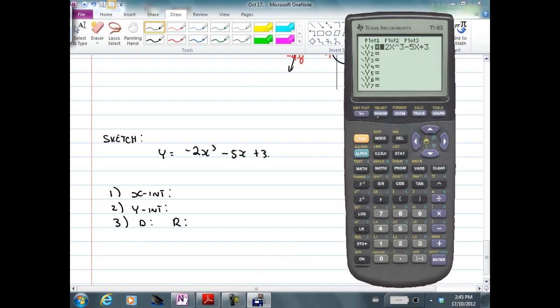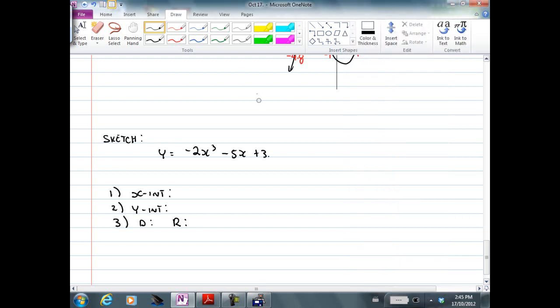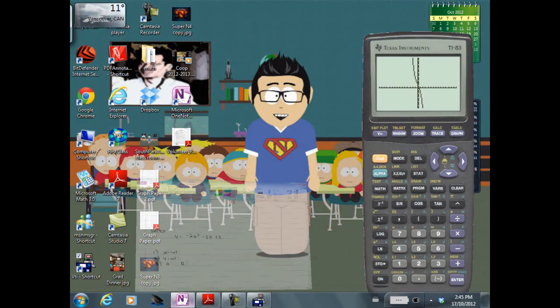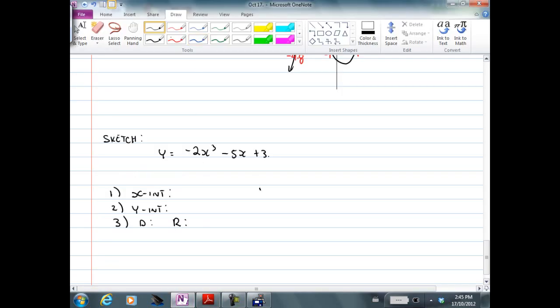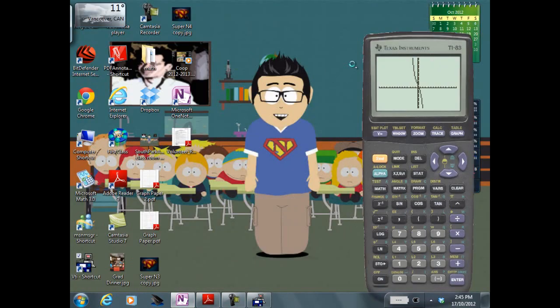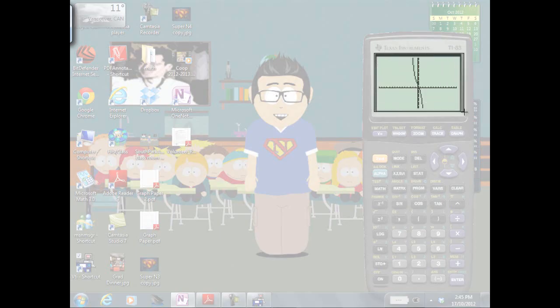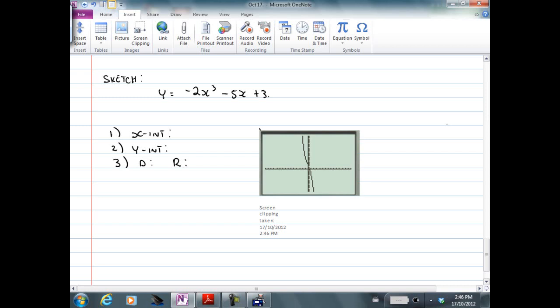I went y equals negative 2x cubed. I'm going to show you in a second how to get these numbers. This is my graph. So what I'm going to do is draw the perfect copy of that graph right now. There's my graph. I just drew it perfectly.